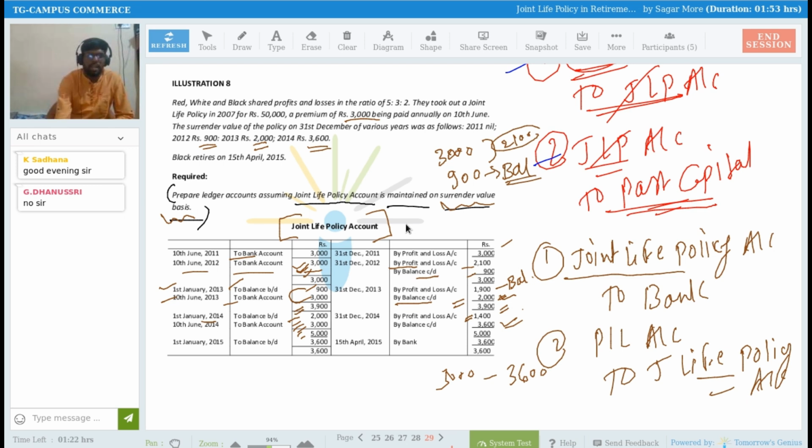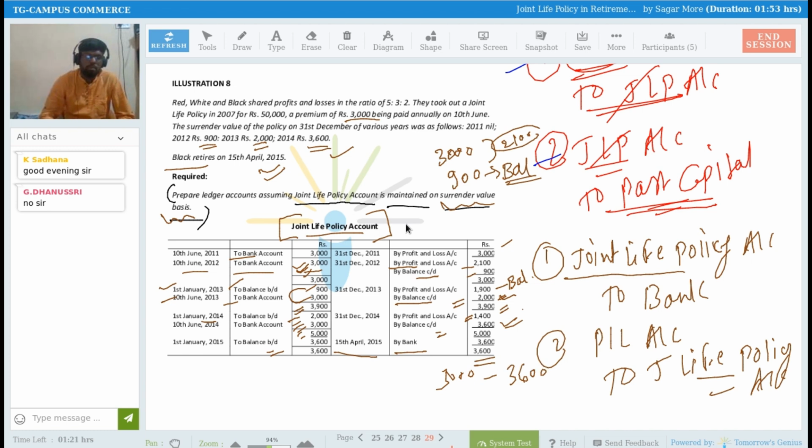Then in the next year, this carried down becomes your brought down, say 3600 rupees, and this 3600 rupees you have received at the end of 2014, or you can say at the beginning of 2015, because Black retired. So whenever a partner retires, you will get that money, right? 3600 rupees of surrender value, you will get an entry for that: bank account debit to joint life policy account. See, bank account you have to debit and joint life policy account you have to credit on 15th of April by bank 3600. Understood this or not?